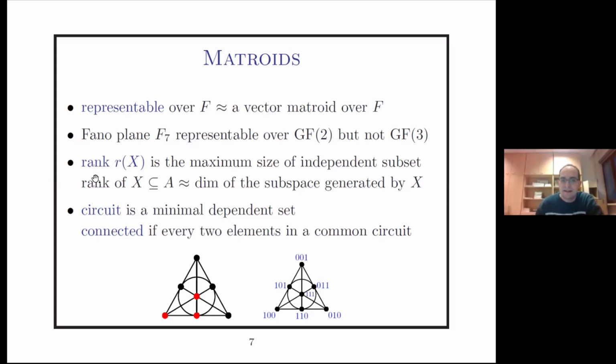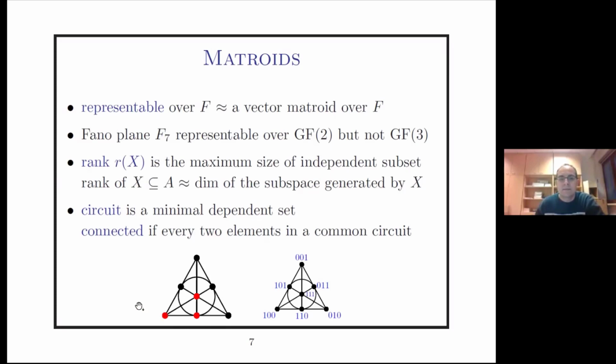And I will need 3 more definitions. So I think 2 of them are rather well known. The first one is the notion of a rank of a set, which is just the maximum size of an independent subset of a set. It can be shown that all maximal independent subsets of the set have the same cardinality. And in case of representable matroids, the rank of a set is just the dimension of the subspace generated by the elements of that set. A circuit is a minimal dependent set; in the case of the Fano plane, circuits are precisely the lines of the Fano plane.